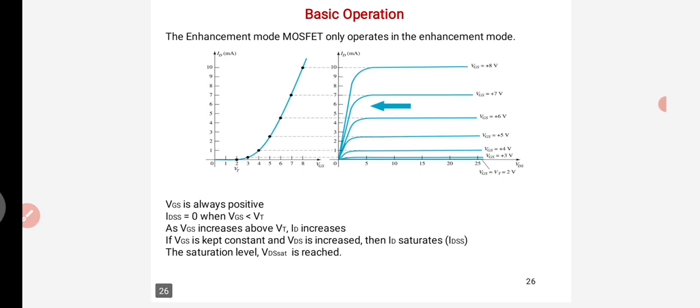So here VGS is always positive. That means it is not operated in the negative region or with a negative applied voltage. When VGS is always positive, then IDS is equal to 0 when VGS is less than VT, that means less than the threshold voltage.